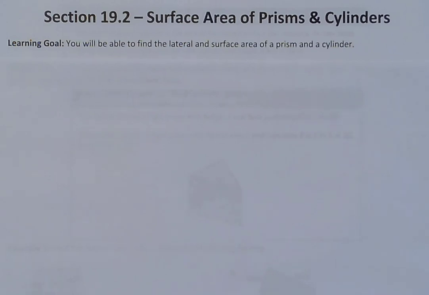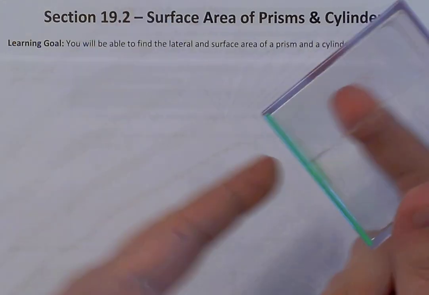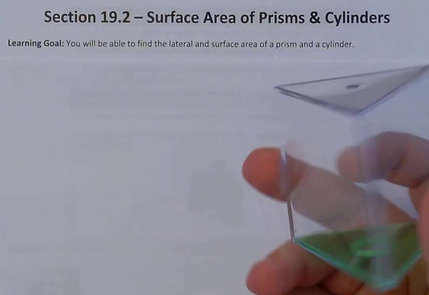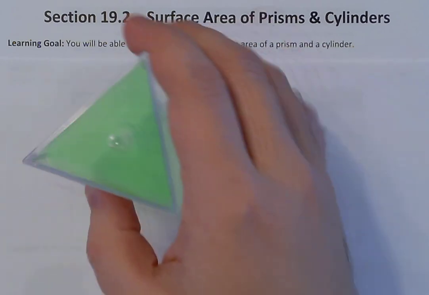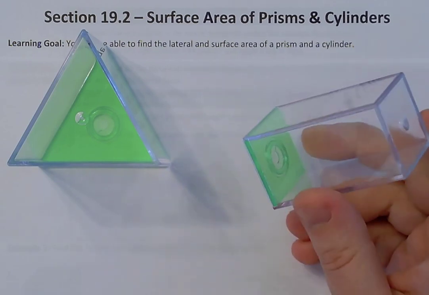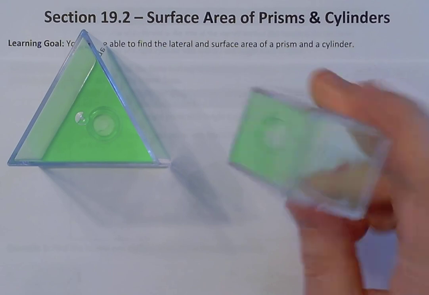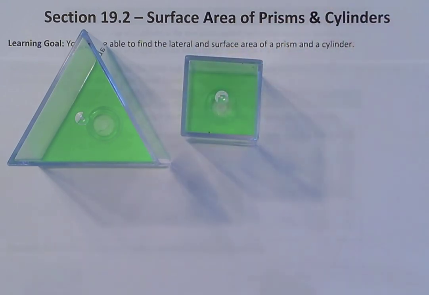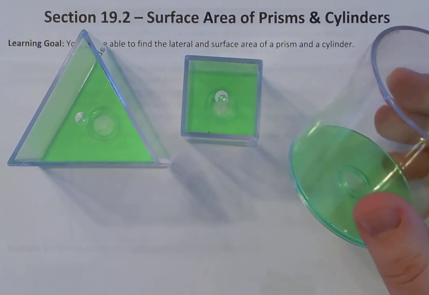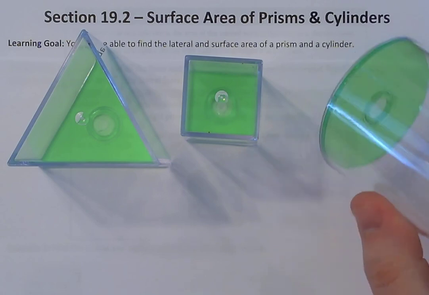So we're going to take a look back at prisms, which, remember, have the same base on the top as on the bottom, and the sides are all made up of rectangles. We're going to look at triangular prisms. We're also going to look at rectangular prisms, where the base, the top, and the bottom are rectangles, as are the sides. And then we're going to bring back in cylinders, where you have your circular base on the top and on the bottom, and a rounded edge.